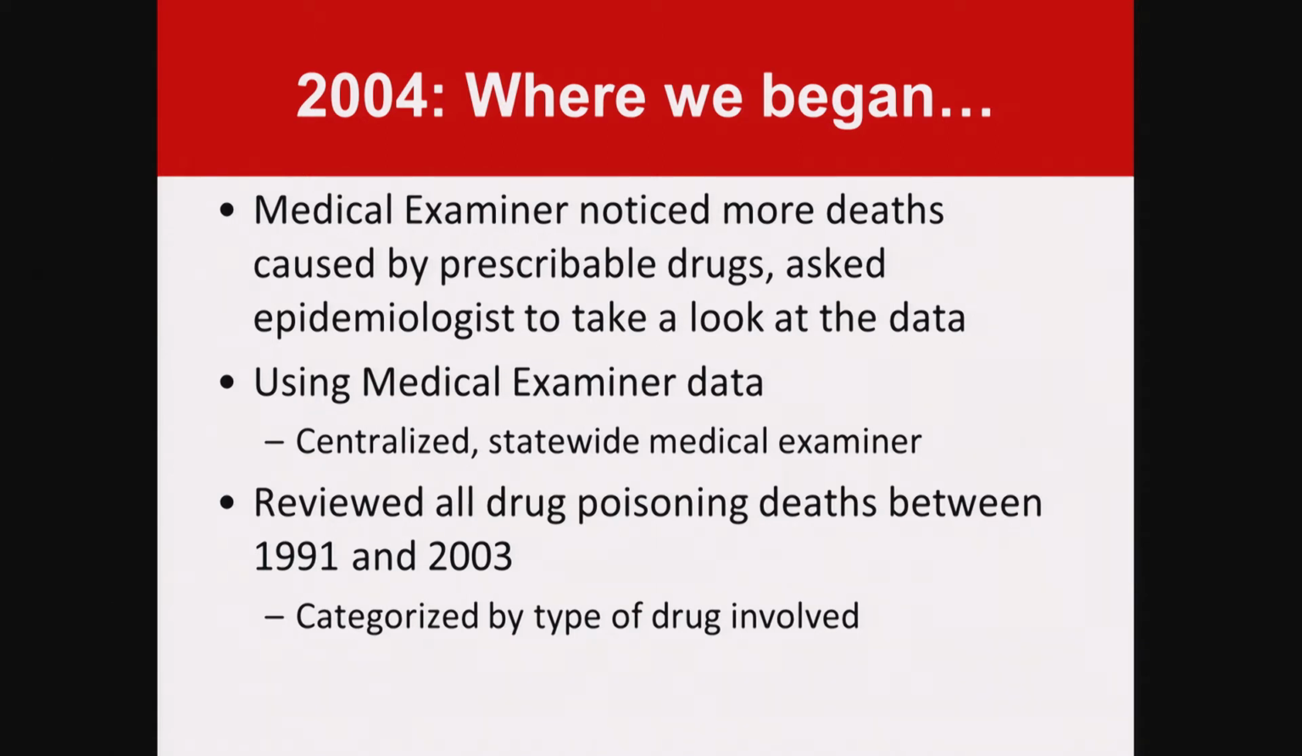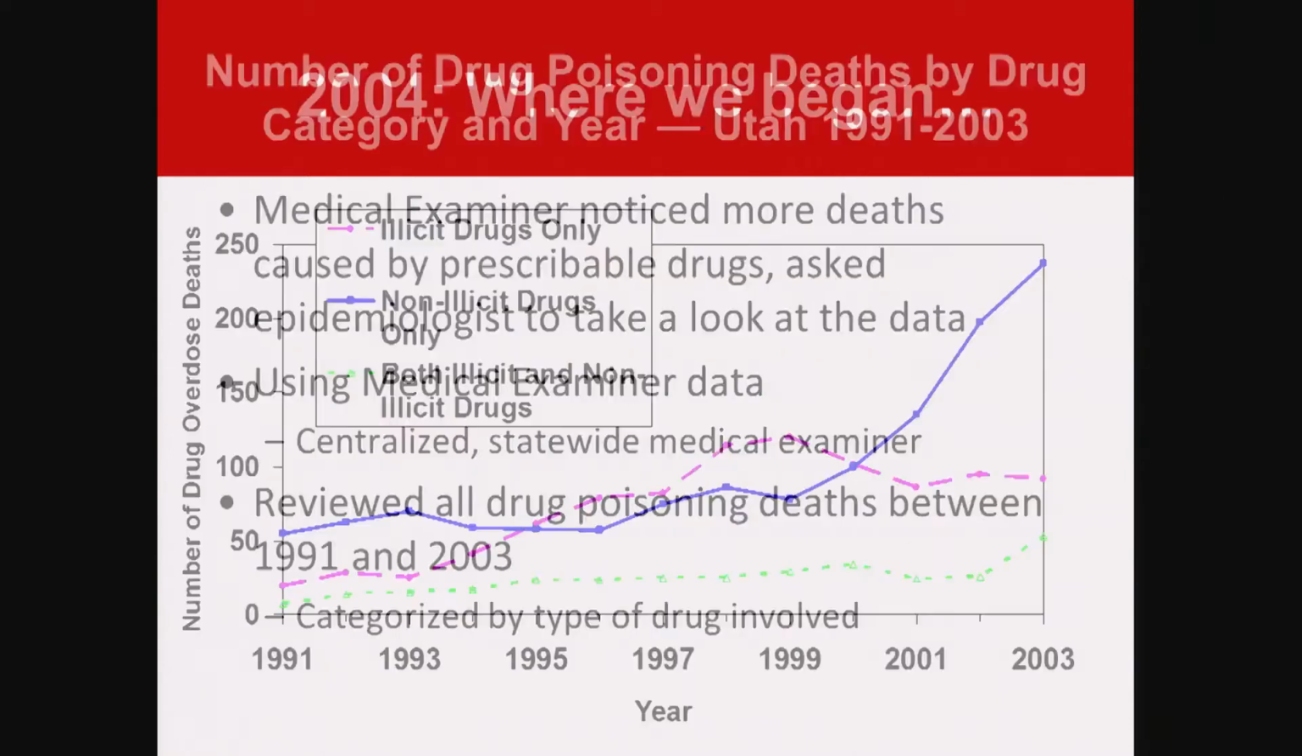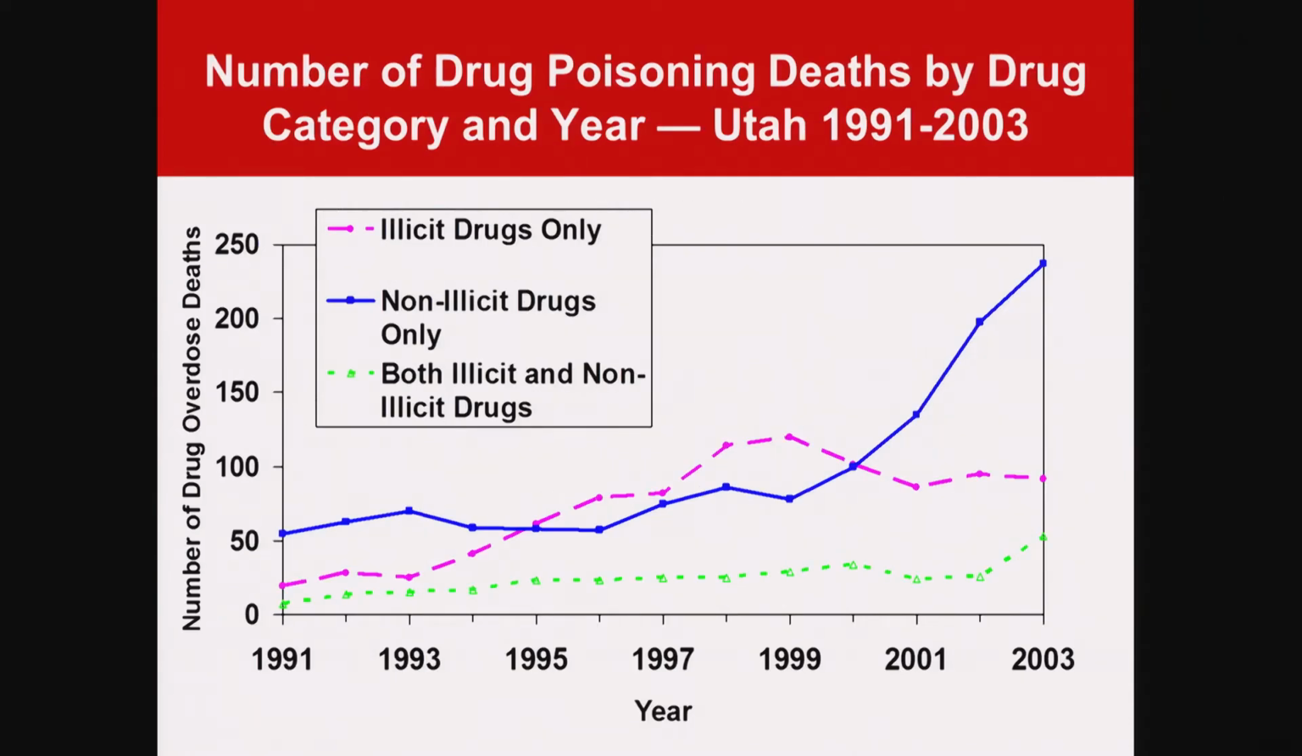in 2004, where our medical examiner noticed more deaths caused by prescribable drugs and asked epidemiologists at the Utah Department of Health to take a look at the data. And so we did. And we're lucky we have centralized statewide medical examiner data, so we could do this. And I reviewed all the drug poisoning deaths that we had between 1991 and 2003 and categorized them by the type of drugs involved. And we published this figure in the MMWR.